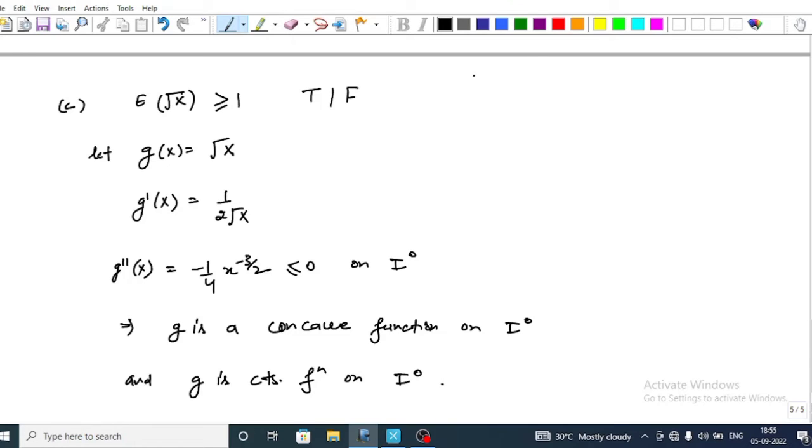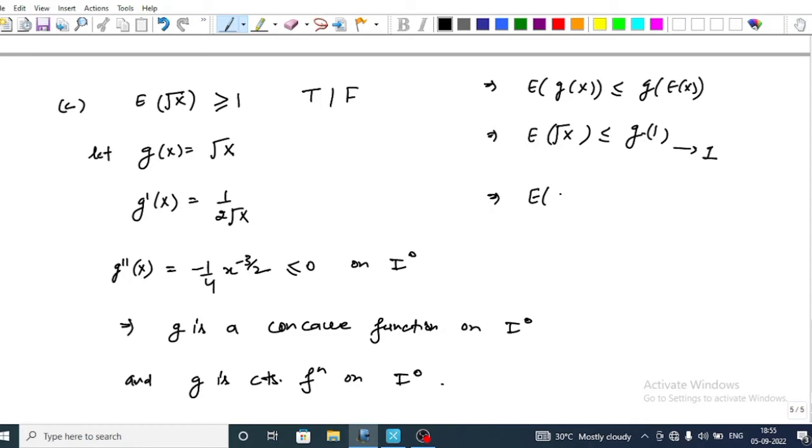So by using Jensen inequality for concave function, this implies that expectation of g of x less than or equal to g of expectation of x. This implies that expectation of root x less than or equal to g of 1, as g of x is equal to root x, so g of 1 equals to 1. This implies that expectation of root x less than or equal to 1, but we want greater than or equal to 1, so in general this option is false.